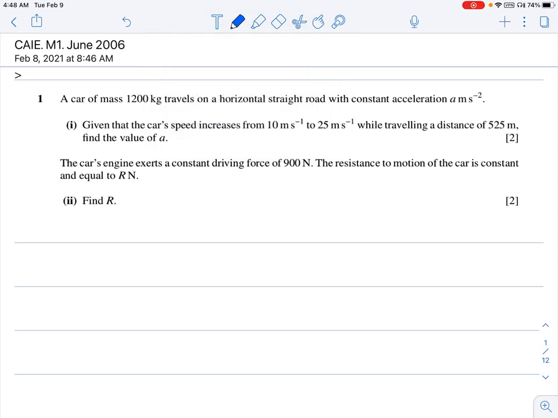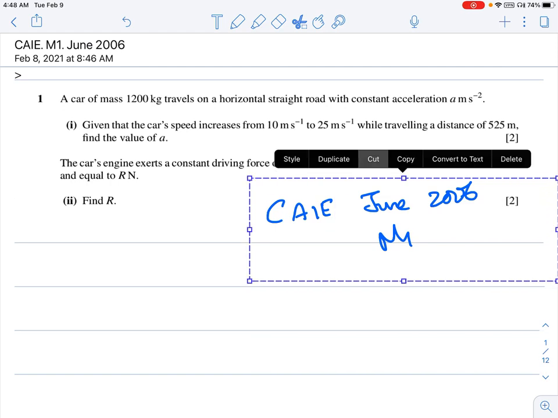So welcome, this is the CAIE June 2006 M1 paper. We shall solve all the questions. So let us start from the first question.